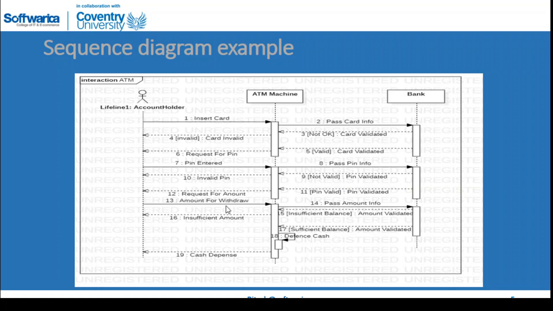Then this information is again passed to the bank, and the bank replies whether the amount is valid. If it is okay and there is a sufficient amount, then it dispenses the cash. Otherwise, it returns the message insufficient amount. If it is okay, then it dispenses the cash, and in this way the whole ATM system is completed. So this is an example of an ATM system, showing how to make a sequence diagram.